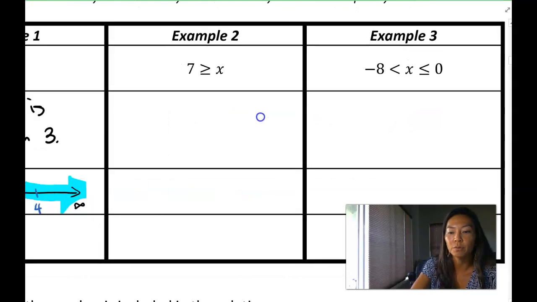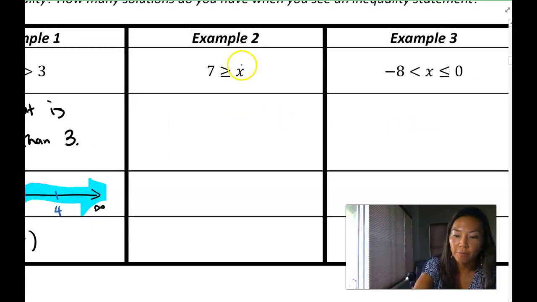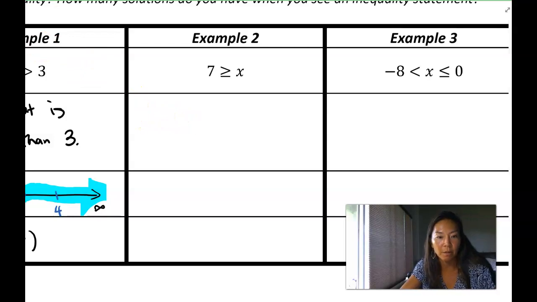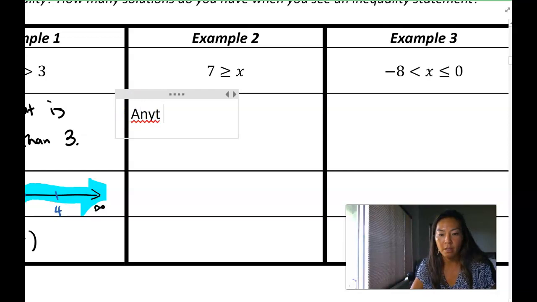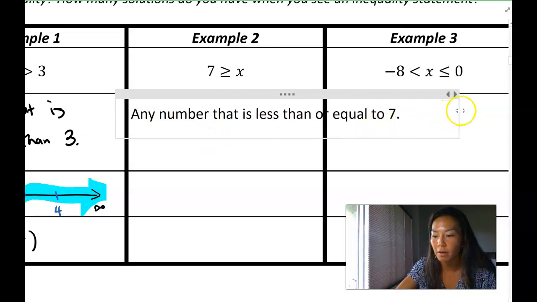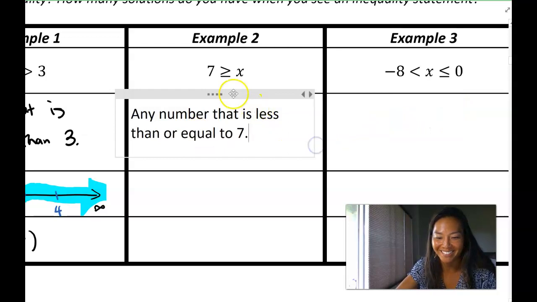Okay. For example 2, read from this side, going that way. So you'd say any number that is, and it's pointing to the x, so that means it's smaller than 7. But then there's also that bar, which means less than or equal to. So I'm going to type that up. Any number that is less than or equal to 7.